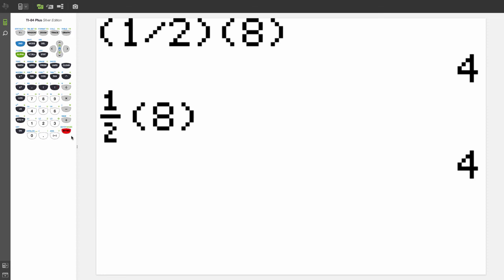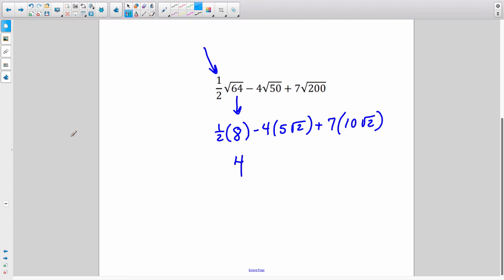Okay, fantastic. So that's going to be 4 minus 20 radical 2's plus 70 radical 2's. Now, if at this moment you're thinking to yourself, wait, why didn't he do 70 for that, but then like 14 or something for that guy?